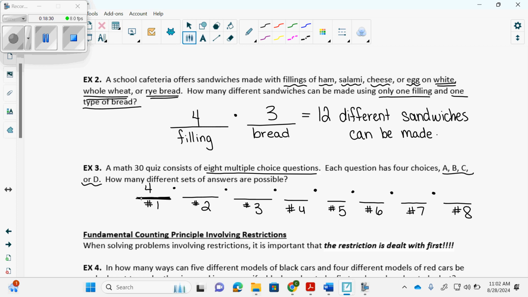Number 2 I have? 4. 4 and 3. And 4. And 5. 6. 7. And 8. Which is 4 to the power of 8. Which I think is 65,536. Just did it last class.